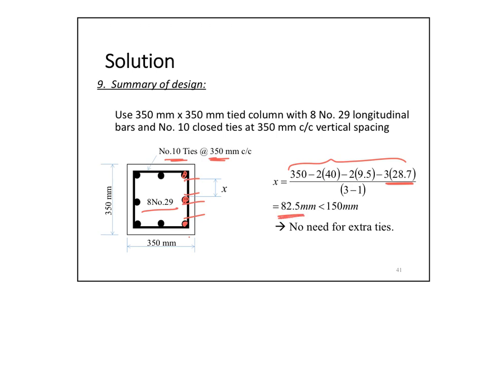If it's less than 150, now I will hold every other bar. I have 1 bar being held here, here, here, and here. I only have those left. Then I am good, and I don't need to put internal ties inside this column. So there is no need for extra ties.